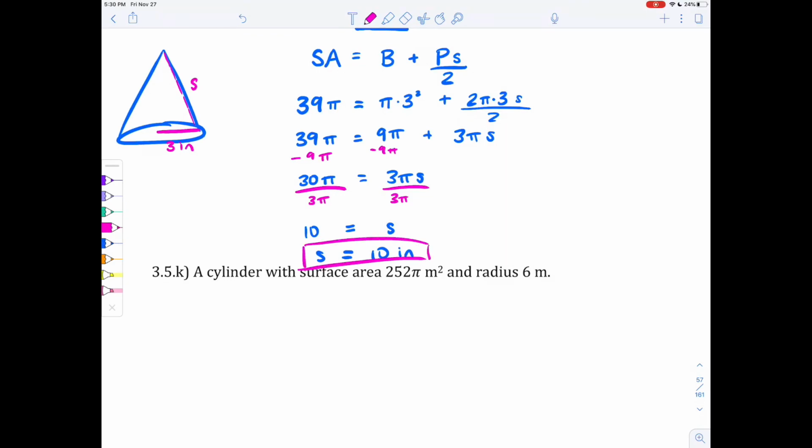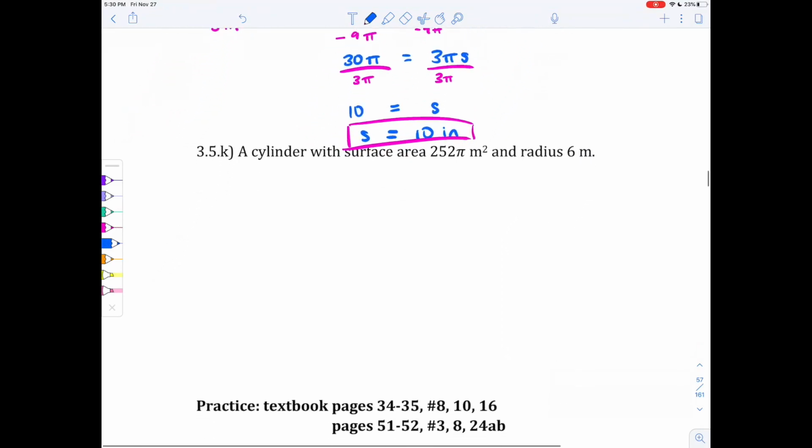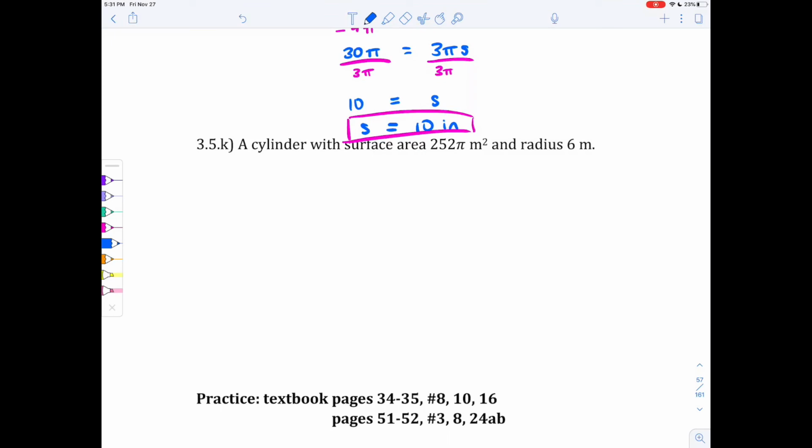Neat. One last example here, and you can feel free to try it on your own with your skills, and then check what we do when you're done. I'm going to draw out the cylinder. Cylinders are great. Nice little can of soup.